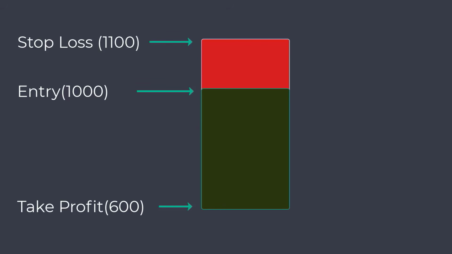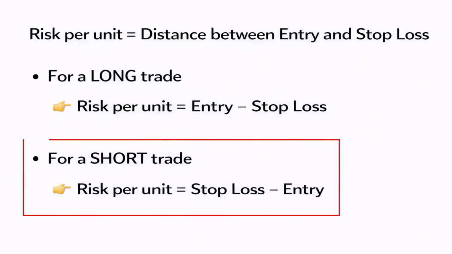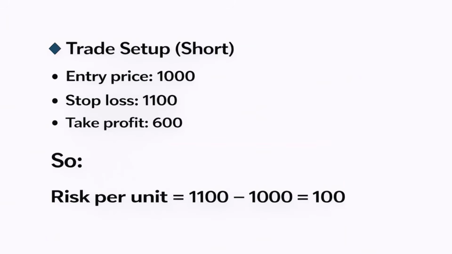Now, let's go for a short position example. Entry price 1,000, stop loss 1,100, take profit 600. So, risk per unit equals stop loss minus entry. 1,100 minus 1,000 equals 100.